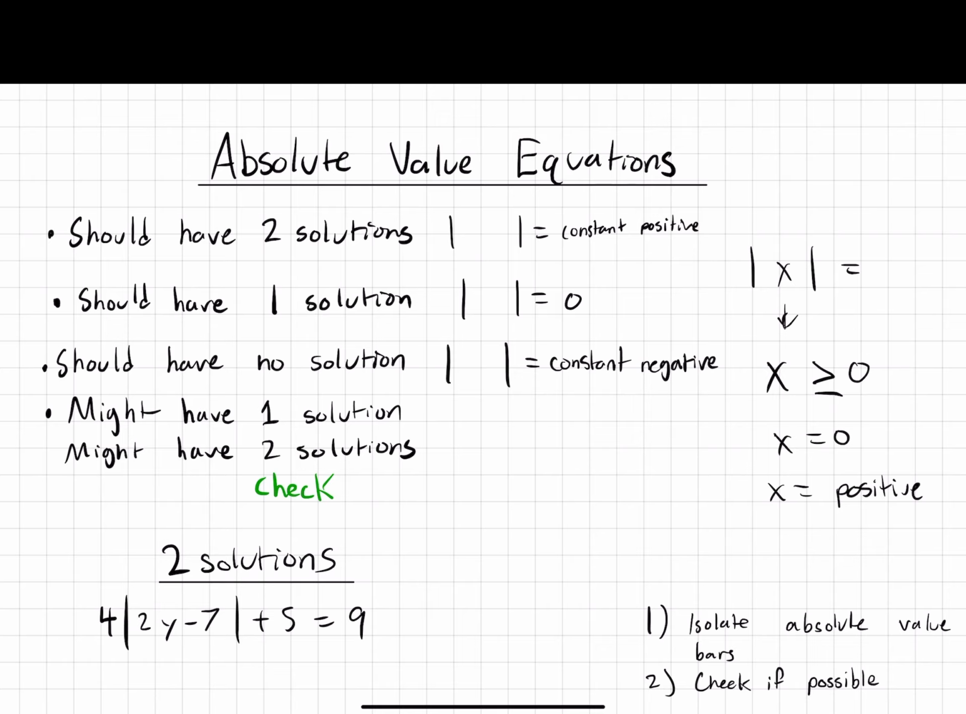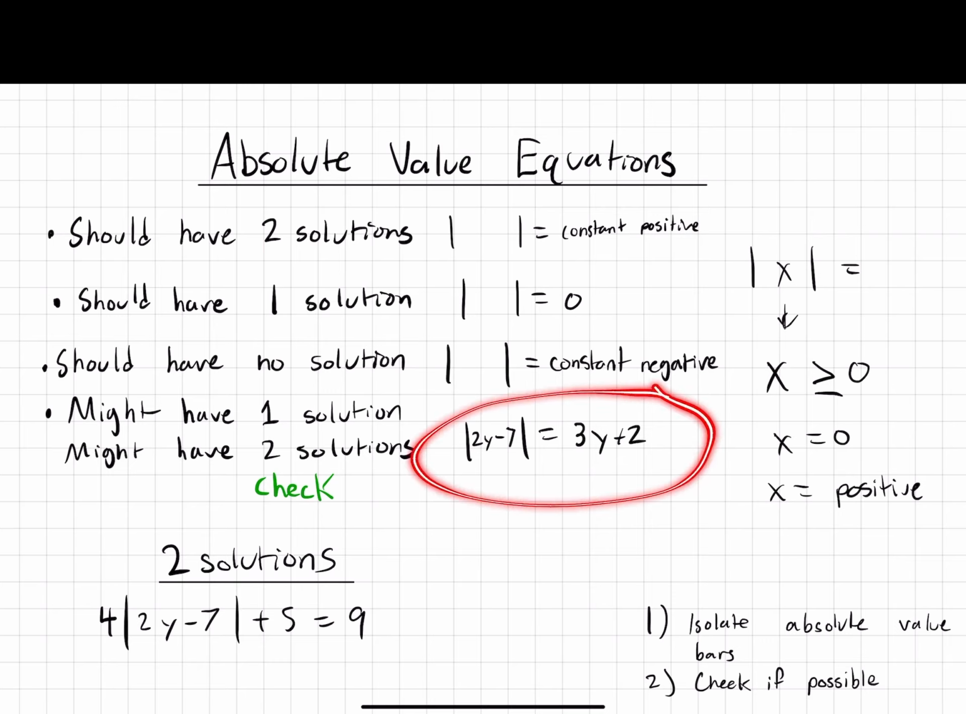And this happens when your absolute value bars not only have a variable on the inside, so let's say, copy this one, 2y minus 7. Not only is it 2y minus 7 on the inside of the absolute value bars, it equals another variable on the outside, or another set of expressions. So let's say on the outside it's 3y plus 2.